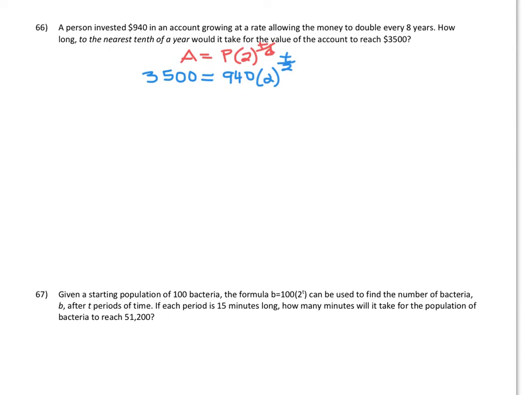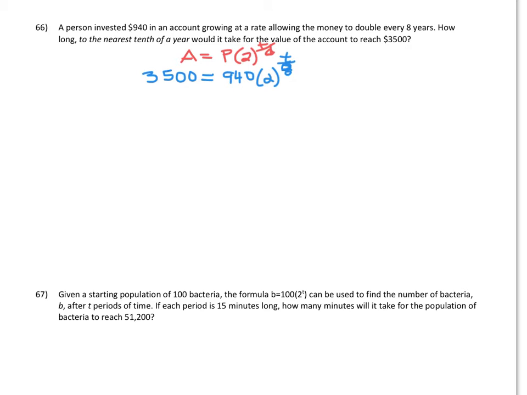Okay, so this is what I did. A person invested $940, so that's the initial amount. So I replaced the P with 940. Okay, it's growing at a rate that allows the money to double every 8 years. So 8 is the doubling period, so I replaced the D. Oop, that's supposed to be an 8, not a 2. There we go. Don't mind my handwriting.